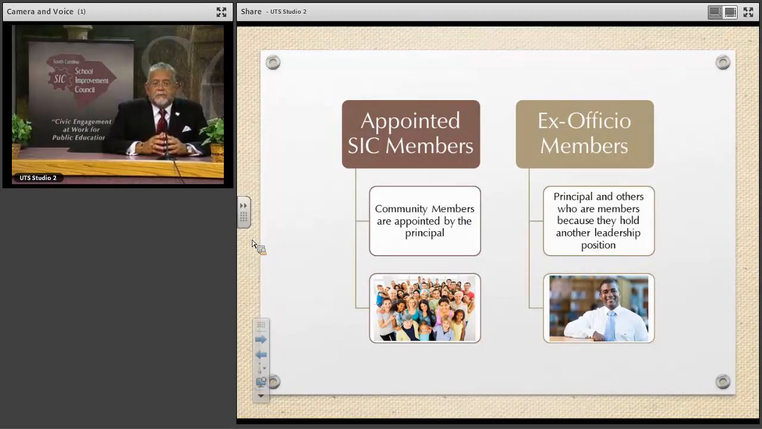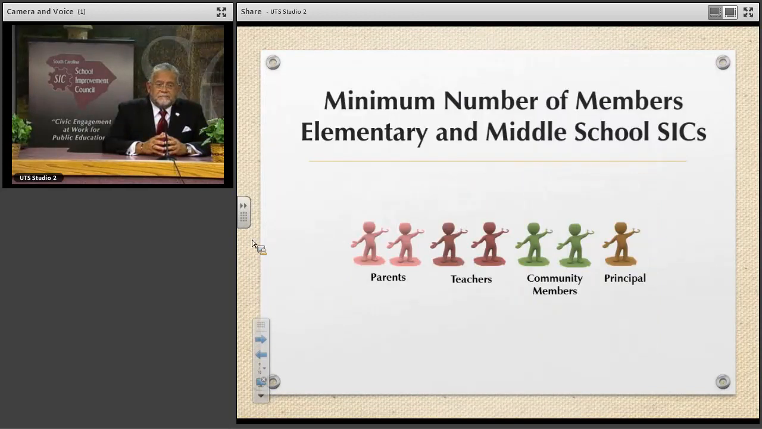Some examples include Teacher of the Year, the immediate past chair of the council, the parent liaison or Title I coordinator, or the PTA/PTO president. Well, now that we've talked about the three types of SIC members, elected, appointed, and ex officio, let's review how many of each type of member an SIC must have, starting with elementary and middle schools.